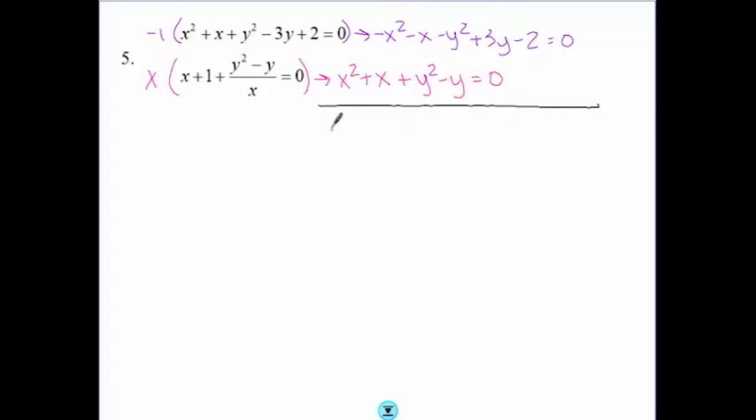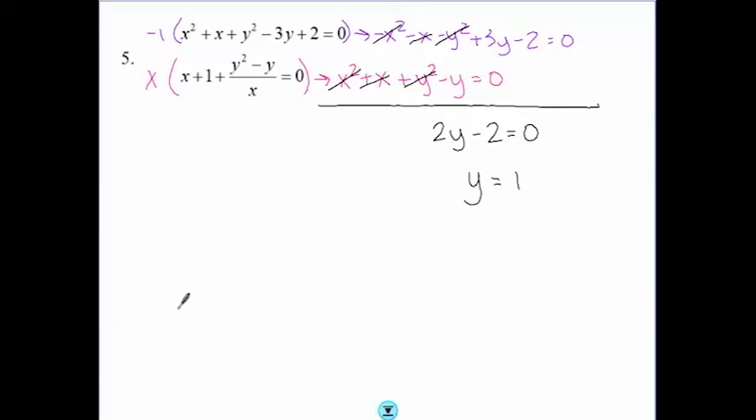Now when I add these two equations together, the negative x squared and the x squared will cancel. The negative x and the positive x will cancel. The negative y squared and the positive y squared will cancel. So I just have 3y minus y, which is 2y, minus 2 equals 0. And then if we solve this equation, we get y equals 1.